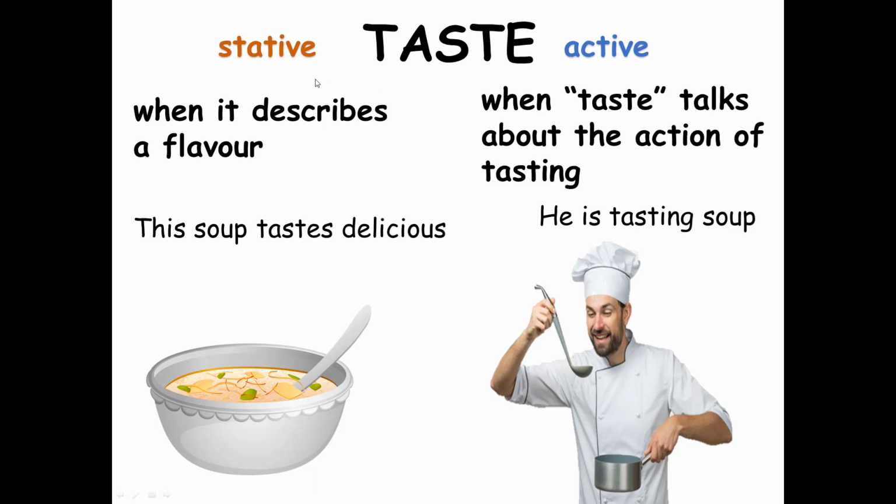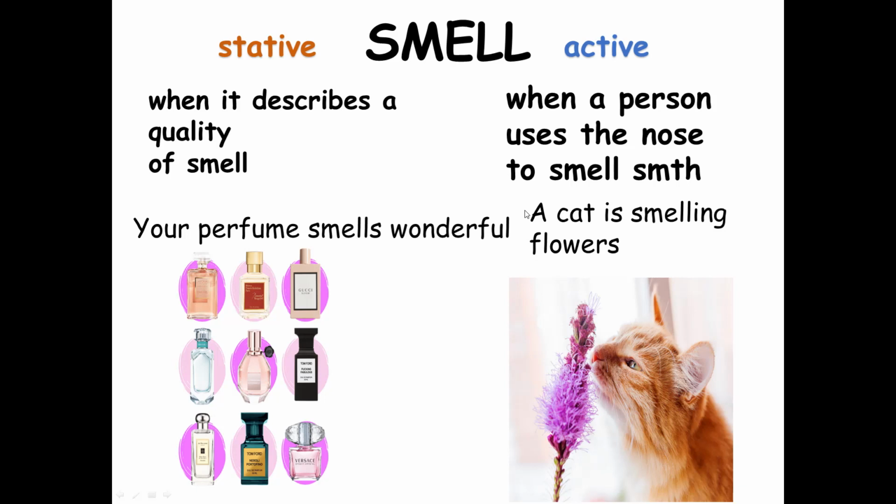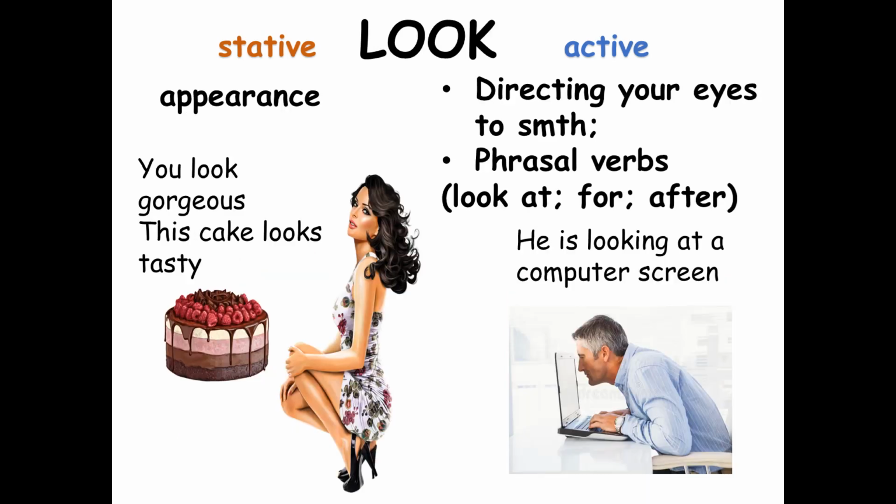Taste. As a stative verb, it is used when it describes a flavor. For example, this soup tastes delicious. As an active verb, it is used when taste talks about the action of tasting. For example, he is tasting soup. Smell. As a stative verb, it is used when it describes a quality of smell. For example, your perfume smells wonderful. As an active verb, it is used when a person uses the nose to smell something. For example, a cat is smelling flowers.